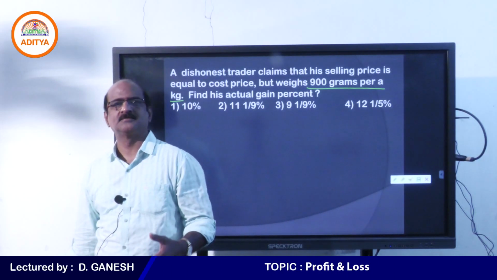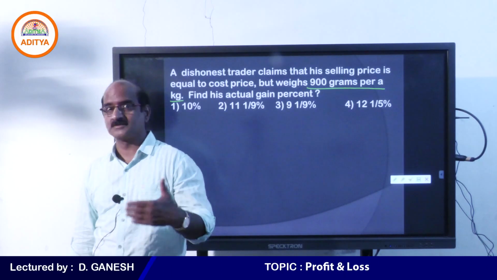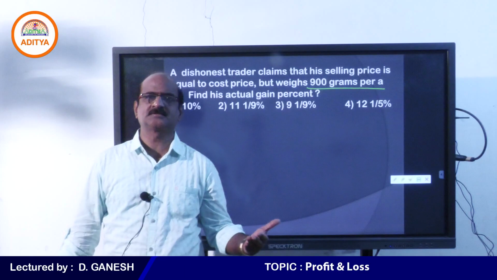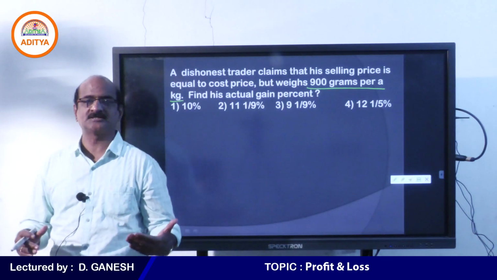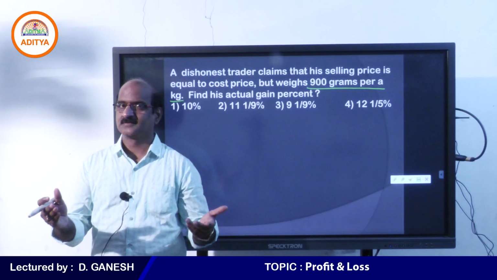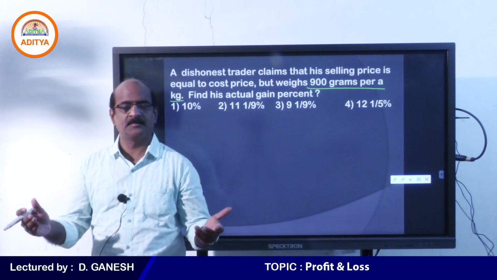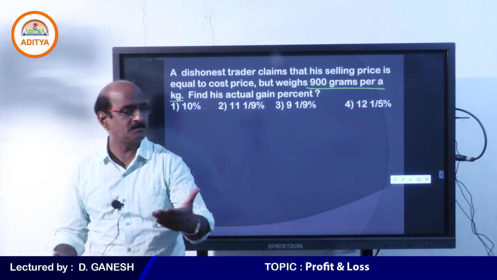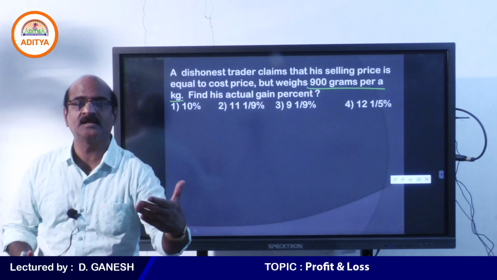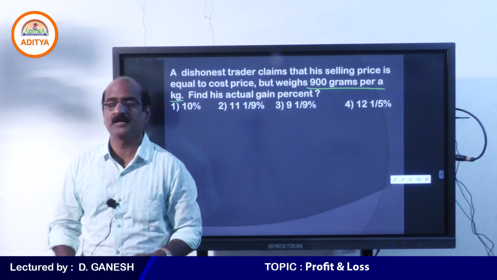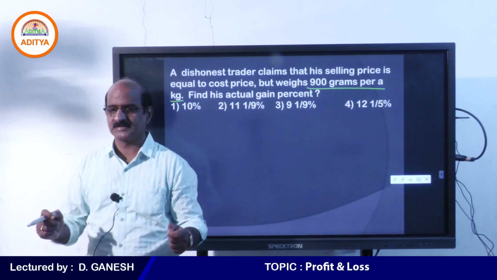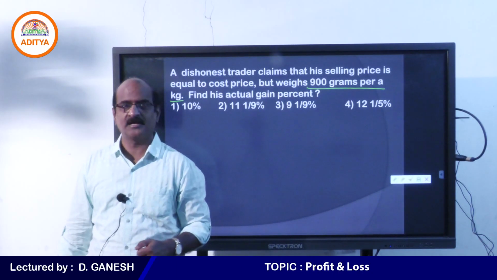So the point is, he is selling at the cost price for sure, but how is he cheating his customers? He is cheating his customers by weighing only 900 grams per kg. If any shop claims that it is selling at the cost price, don't believe them, because every businessman has to make some profit. If he is not actually making any, he must be misleading you somewhere.